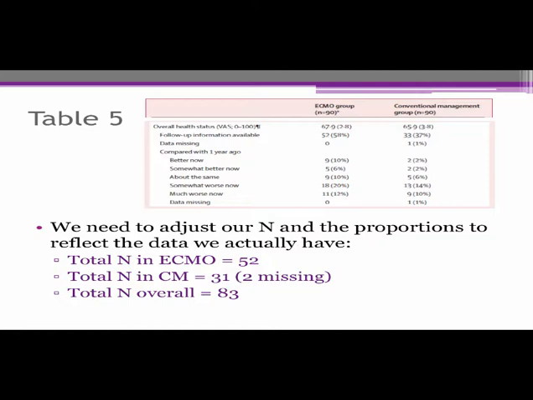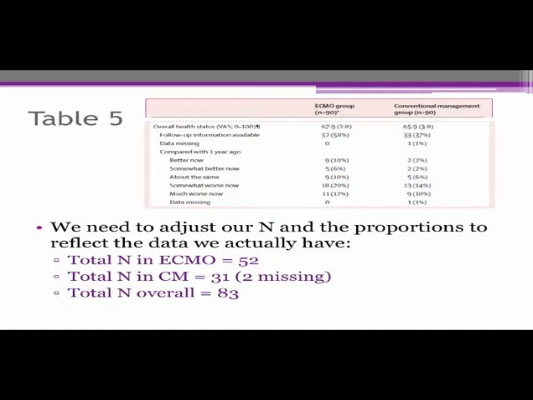The ECMO group had 90 people. There were only 52 with 1 year data available. The conventional management group started out with 90. There were 33 people that survived to 1 year, but there were 2 people that did not have information for this health status variable. So we will have a total of 52 in the ECMO group and a total of 31 in this conventional group, with a total N of 83 overall.